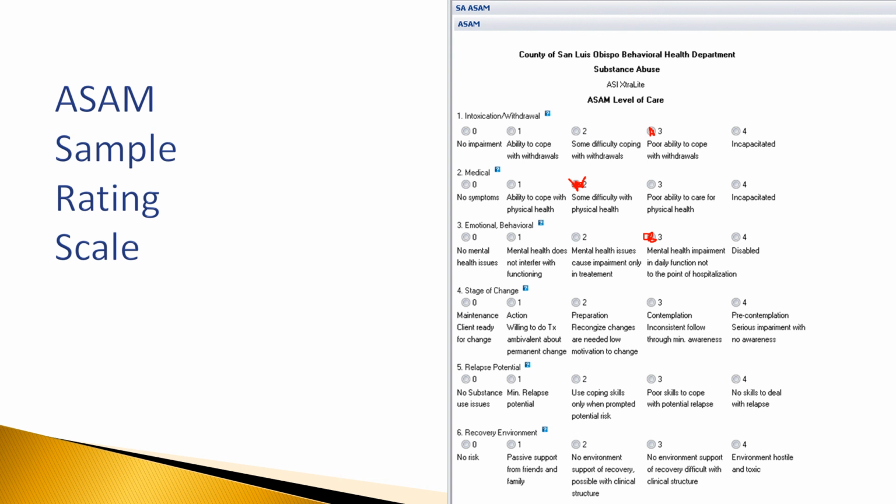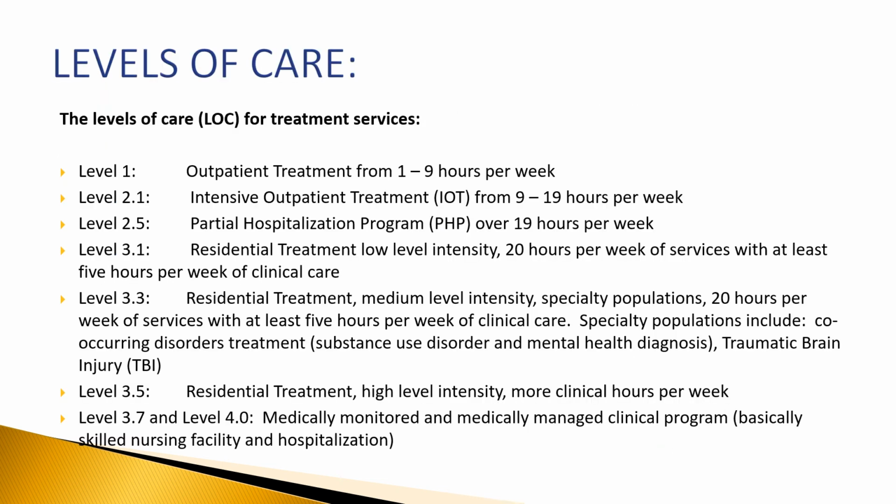Now, of course, if the client has zeros all the way down, they wouldn't need any treatment at all. And so your level 2 and 3 here generally mean outpatient, okay? And then level 3 and of course level 4 begins to mean residential treatment as a level of care. Okay. More specifically then, the levels of care for treatment are outlined here. There are handouts on the ASAM in your handouts menu under files.